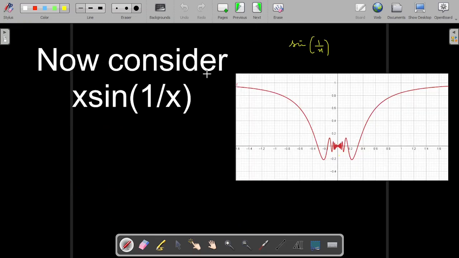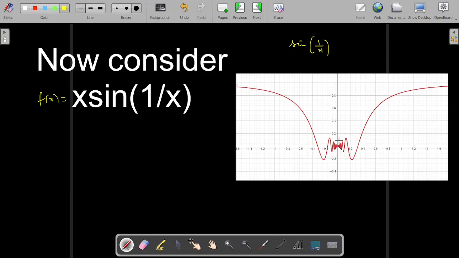Now let us see the case when you multiply the same function by a factor x, that is, x into sine of 1 by x. Let us see what is going to happen. This is the function f of x. Earlier we had sine of 1 by x; now we have multiplied it by x. So now look at the graph of the function. x into sine of 1 by x is given by this graph.